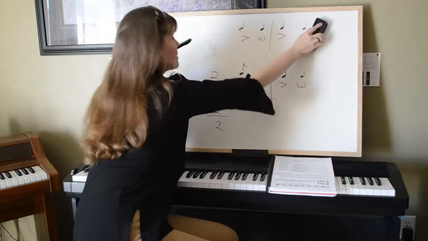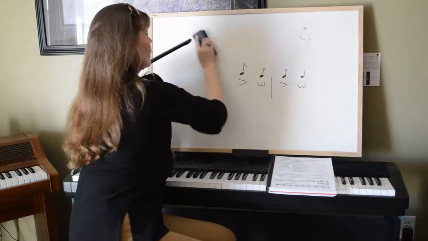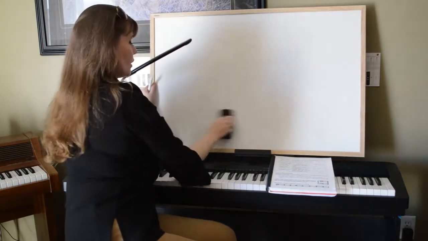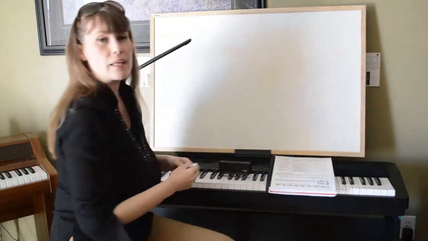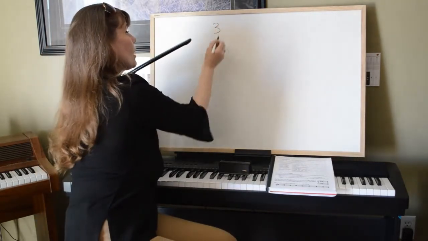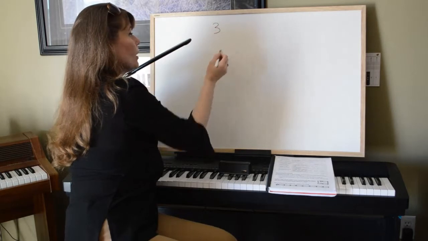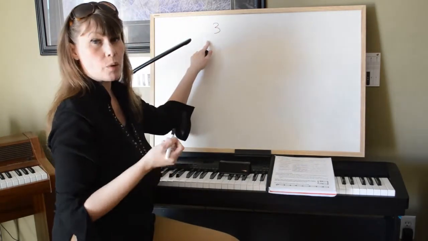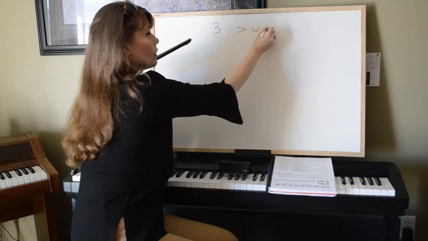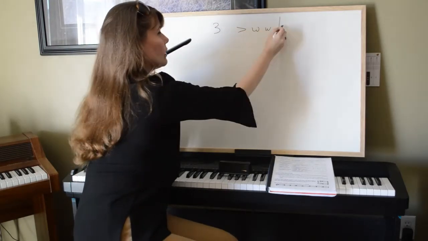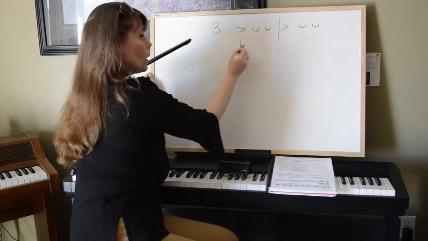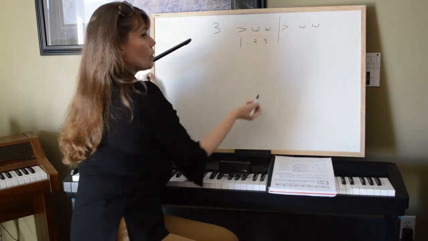Okay, let's erase this and go on to our triple time. And in triple time, if you recall, that means that the top number is going to be 3. So we will have 3 beats per measure. But in triple time, our pattern or our pulse is a little different. We're going to have strong, weak, weak. And then our bar line, strong, weak, weak. So here's beat 1, 2, 3.